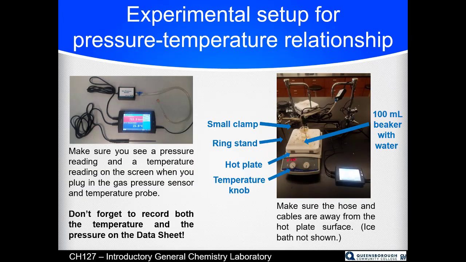For the pressure and temperature relationship, obviously, you need the temperature probe hooked up along with the pressure probe. You will rubber band the eyedropper to the temperature probe so that you can dunk them into boiling water when it's sitting on the hot plate, or an ice bath that is not shown. For this second part of the experiment, you'll need to record both temperature and pressure on the data sheet.